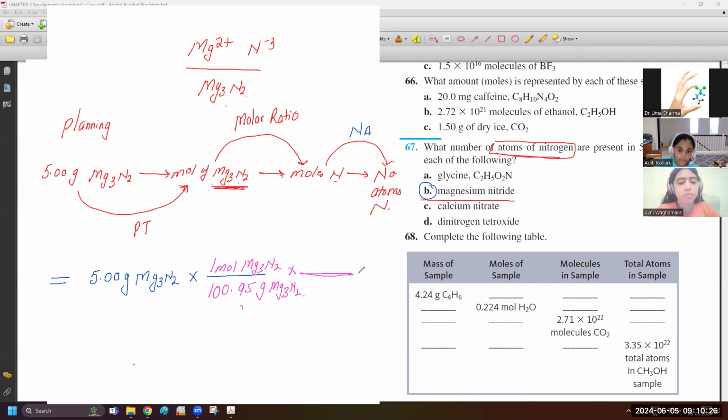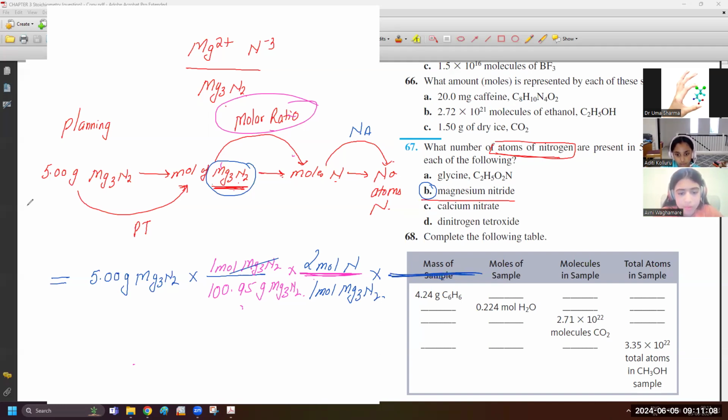Now, what is the next ratio? Moles to moles, molar ratio. How to work out molar ratio? 1 mole of nitrogen... 1 mole or 2? Check here in the formula how many moles of nitrogen. 2 moles of nitrogen. Yes. Very good, Avni. Divided by 2 moles of nitrogen over 1 mole of Mg3N2, you want to cancel this. Yeah, next ratio. Both of you are very good.